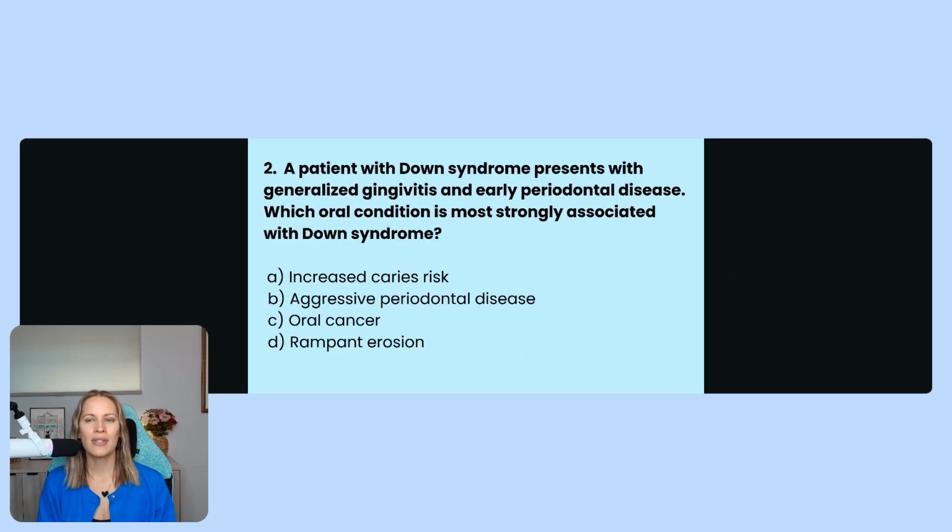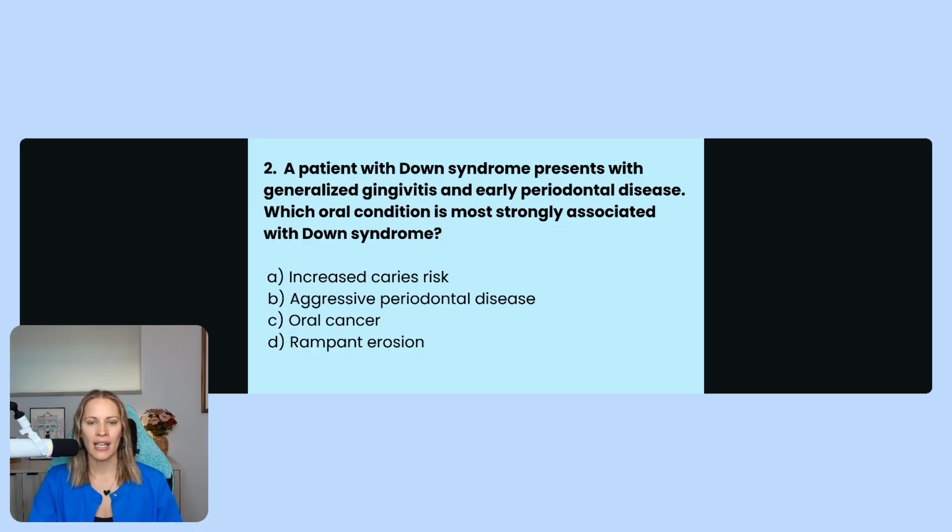A patient with Down syndrome presents with generalized gingivitis and early periodontal disease. Which oral condition is most strongly associated with Down syndrome? So this is another special needs question. A, B, C, or D? What do you think? And I challenge my students, even as you're going through these questions, to study a little bit in a different way too. Think of other things to make sure you understand other parts too.